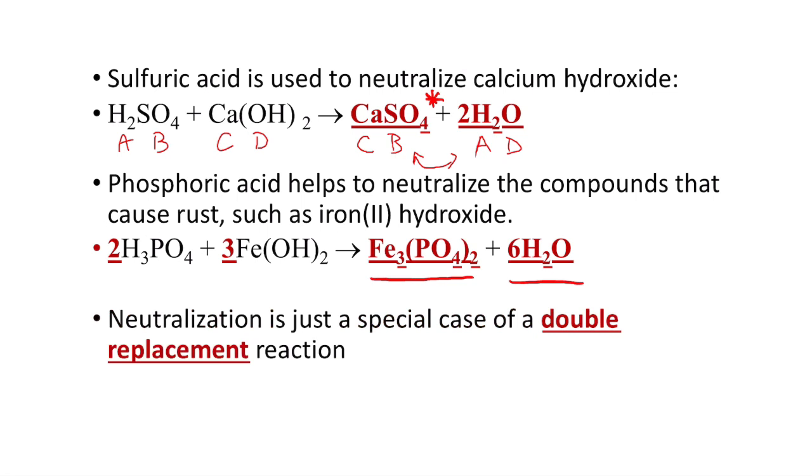Neutralization is just a special case of a double replacement reaction. So double replacement is with an ionic compound and an ionic compound, giving us 2 different ionic compounds. This is an acid which is kind of ionic. Technically it's non-metals, but we treat it as if it's ionic here. Paired with a base which is ionic, which gives us a salt, which is an ionic compound, and water. But the end result of an acid-base reaction is always the salt plus the water.